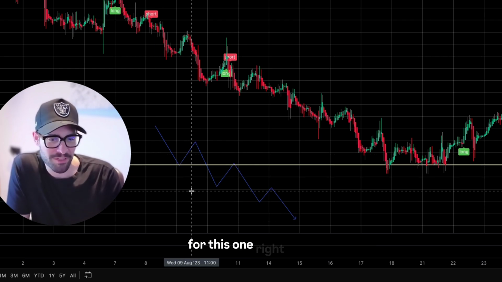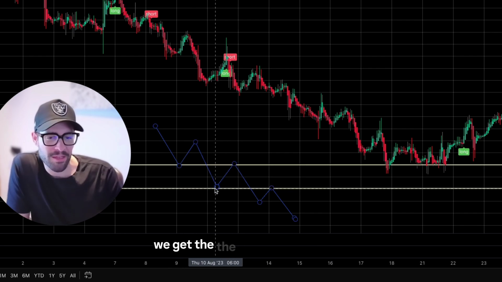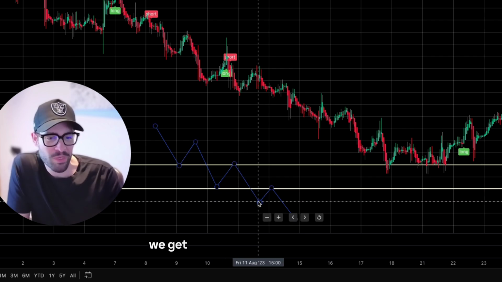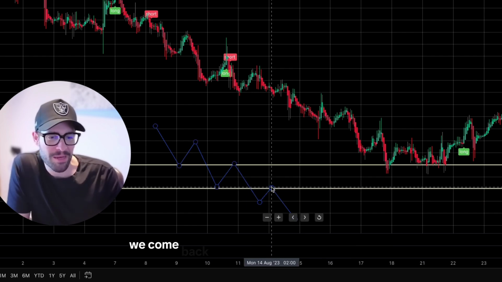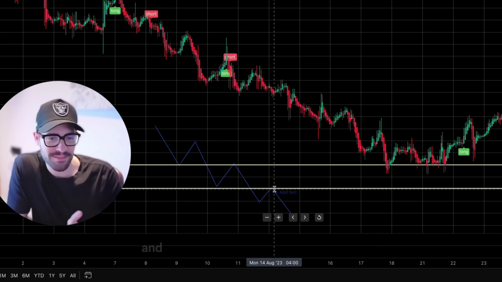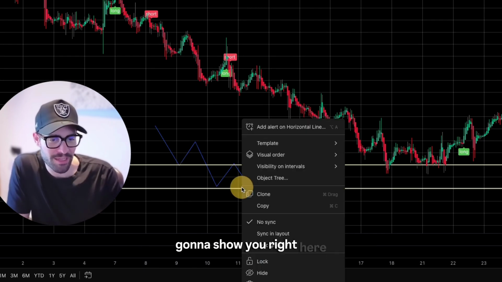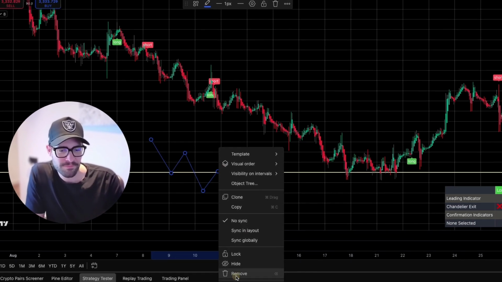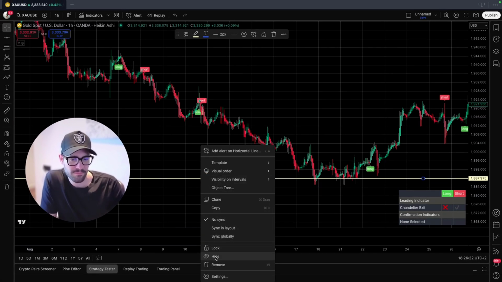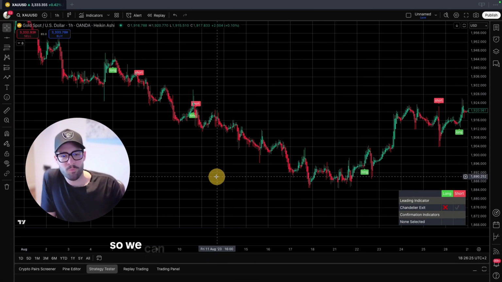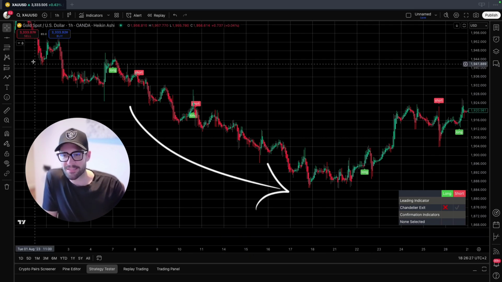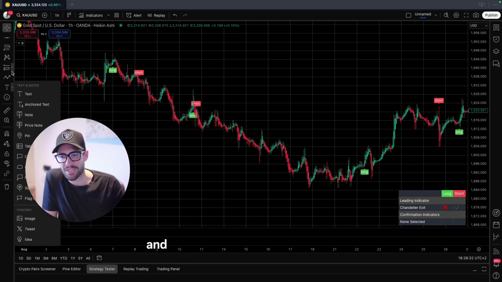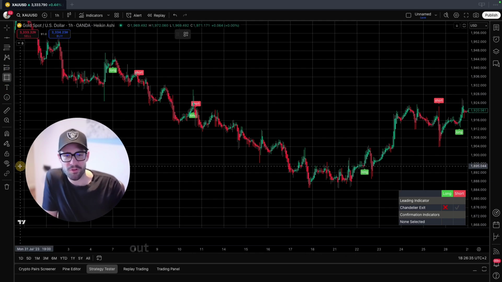And again, for this one right here, we get the lower high, the lower low, we go up, we use this now as resistance, we get a breach of the support level, we come back up, we retest it as resistance. And it's exactly the same thing that I'm going to show you right here. Let me just get rid of these things. So we can see a pretty clear downtrend, lower highs, lower lows. Let's actually mark out using our box tool and see how many we would have got out of this one.